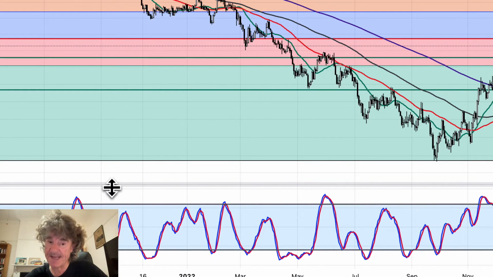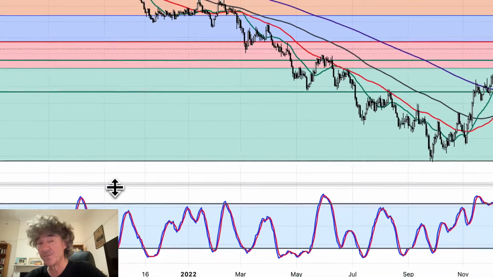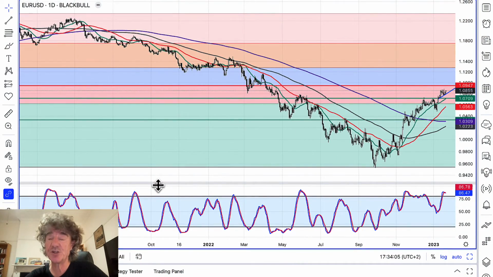If the stochastic indicator is in the middle, in the blue area, it means we're not overbought or oversold, and you can't then use it as a useful tool. The moment we start getting to the overbought or oversold lines, you can start to look for turning points in the market. Now, as swing traders, we often trade swings.